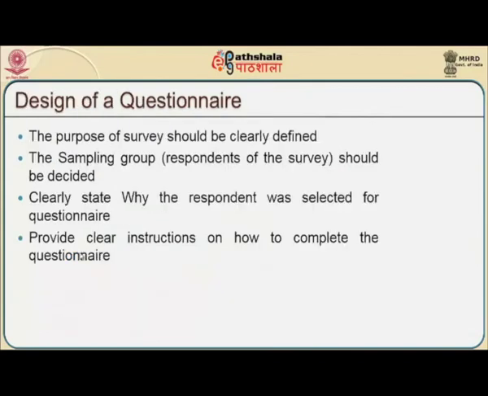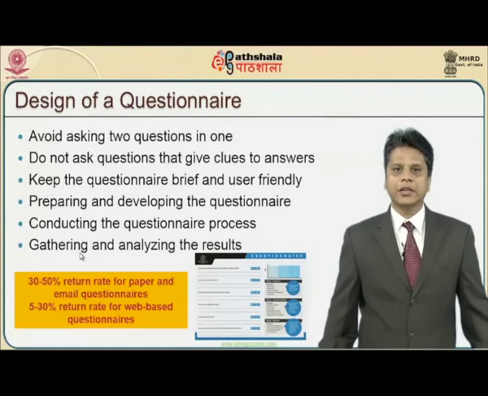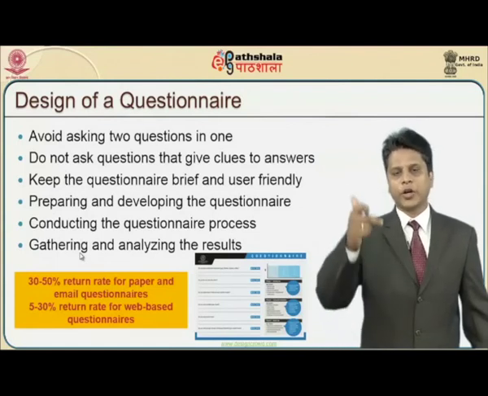Talk more about the design of the questionnaire. The purpose of the survey needs to be clearly defined. So why are we doing this survey? For what community of people will this survey be helpful? This will be clearly defined. So the sampling group of the respondents of the survey should be decided. This should clearly state why the respondent was selected for the questionnaire and provide clear instructions on how to complete the questionnaire. Further, avoid asking two questions in one, which means there cannot be two subsections.